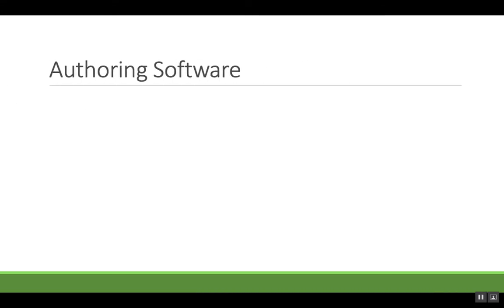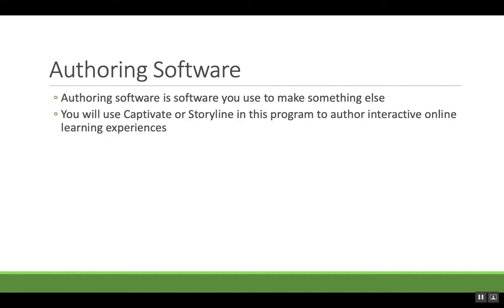So, what is authoring software? Simply, it's software you use to make something else. If you were around for when we started creating web pages, you might be familiar with Dreamweaver used to create web pages. Maybe you use iMovie on your Mac to create fun videos. It's anything like that that's used to make something else.